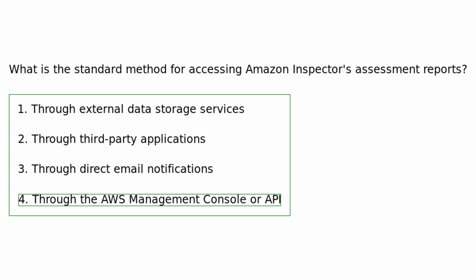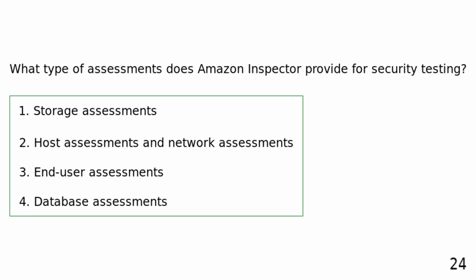The standard method for accessing Amazon Inspector's assessment reports is through the AWS Management Console or API, providing a direct interface to view and analyze assessment findings. What type of assessments does Amazon Inspector provide for security testing? Storage assessments. Host assessments and network assessments. End-user assessments. Database assessments.